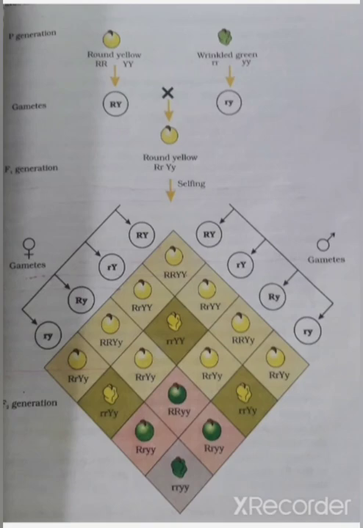In the dihybrid cross, the formation of new combinations such as round green, that is the capital R, small r, and wrinkled yellow, small r, capital Y, is the result of independent assortment.